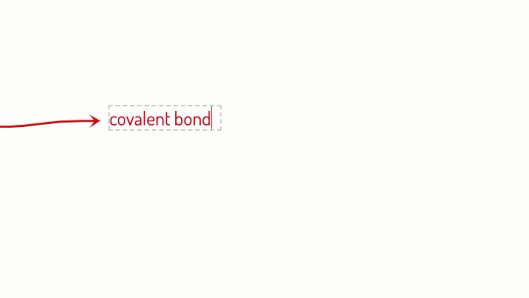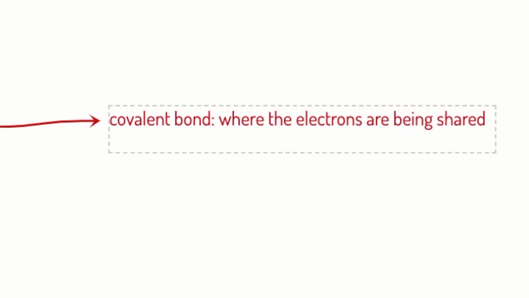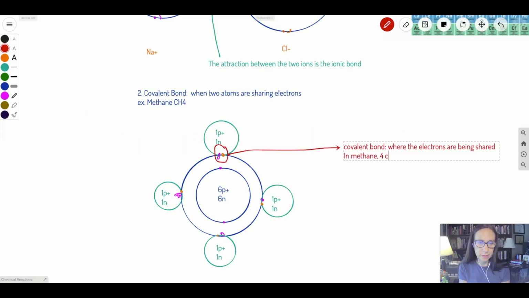Okay, this is where the electrons are being shared. And so in methane, there are 4 covalent bonds. One right there that I circled, another one here, another one here, another one here.